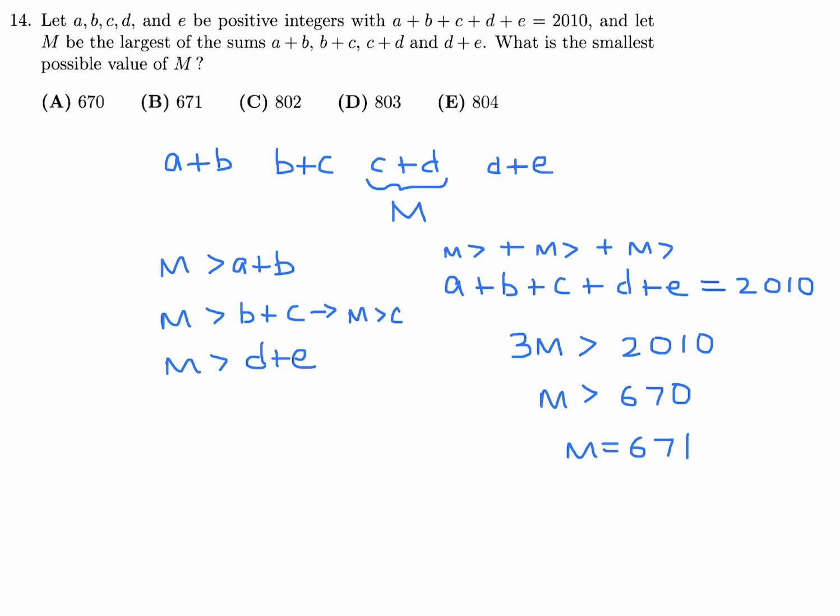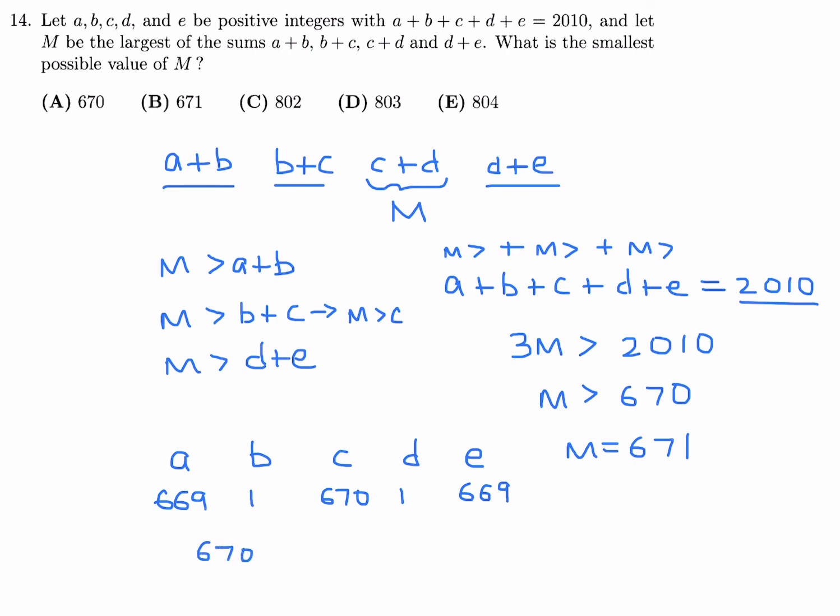The other way of doing it is by plugging in numbers. That's, I think, a little harder to do, but easier to understand once the numbers are placed in front of you. And those numbers are 669, 1, 670, 1, and 669. All these numbers, when added together, will equal 2010. But watch what happens with the A plus B, all these guys. A plus B becomes 670, B plus C is 671, C plus D is 671, and D plus E is 670. So the largest is 670.